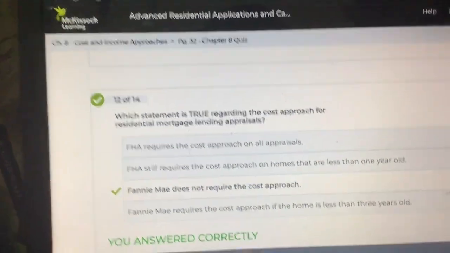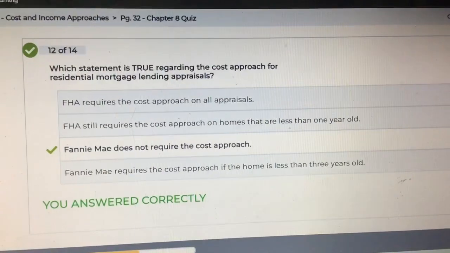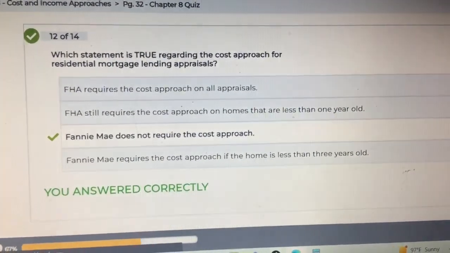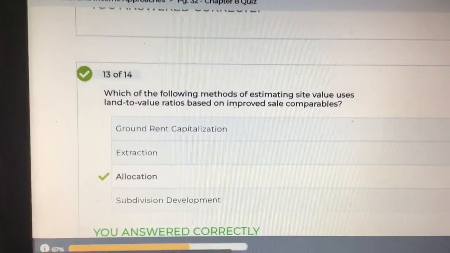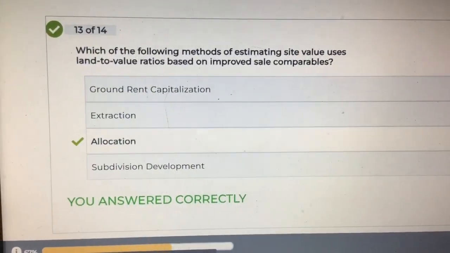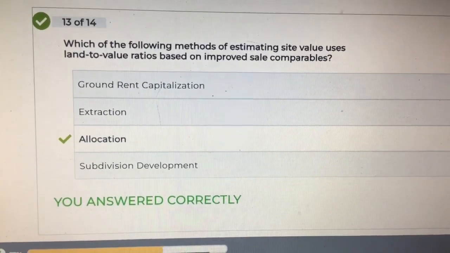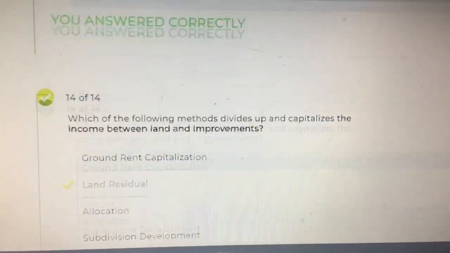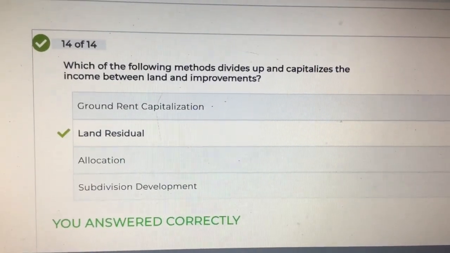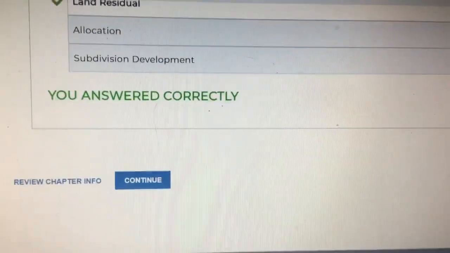Number 12, which statement is true regarding the cost approach for residential mortgage lending appraisals? You said Fannie Mae does not require the cost approach. That was correct. Number 13, which of the following methods of estimating site value uses land to value ratios based on improved sale comparables? You said allocation, and that was correct. Lastly, number 14, which of the following methods divides up and capitalizes the income between land and improvements? You said land residual. That was correct.